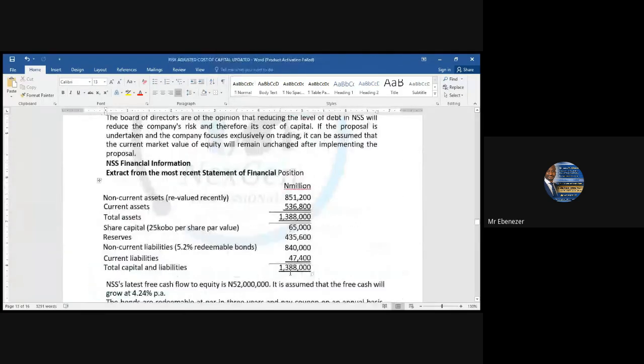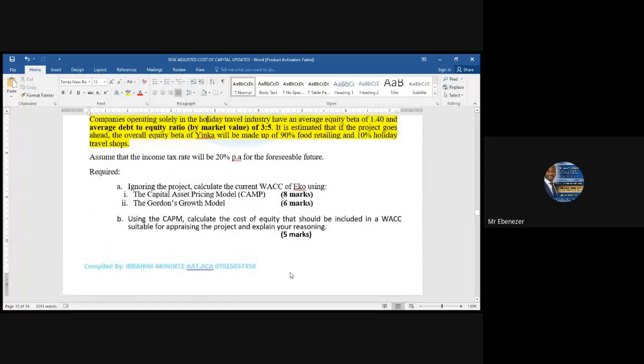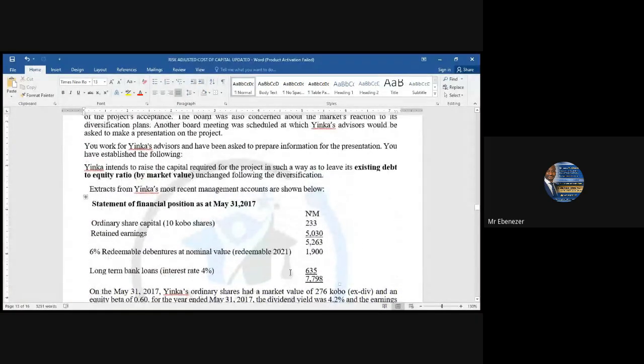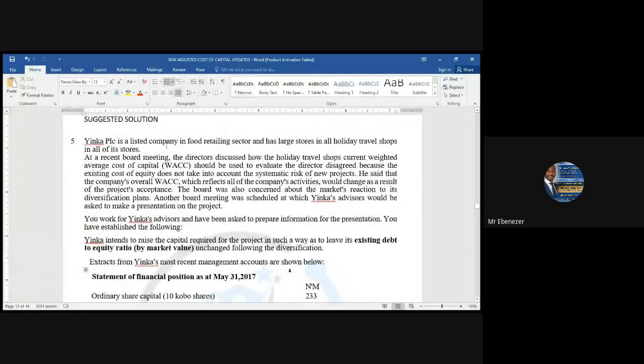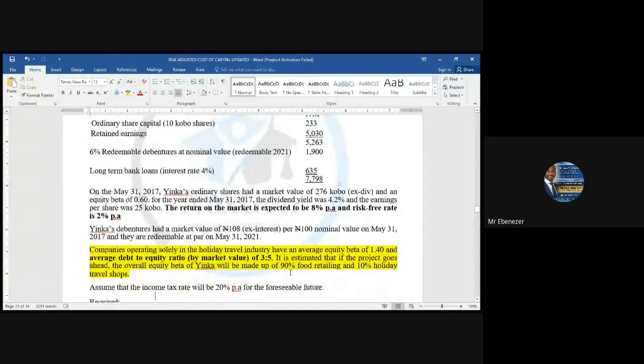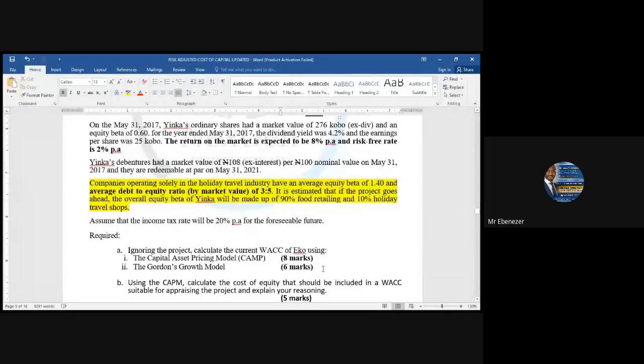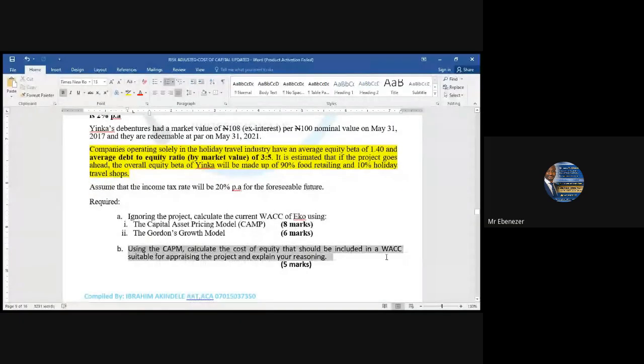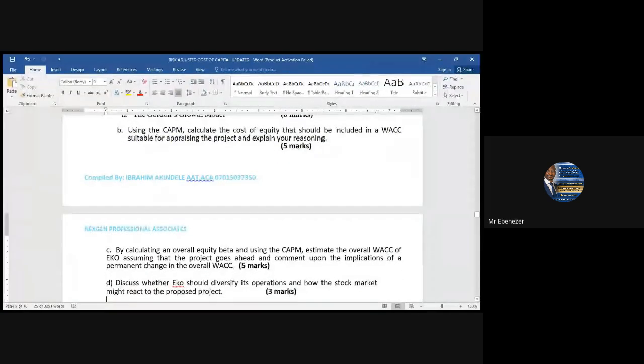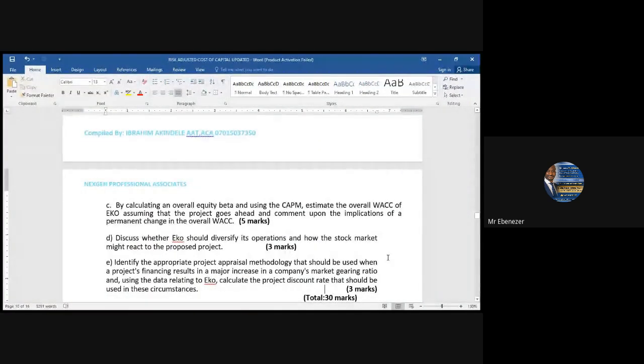Eco PLC. Let's do Eco PLC here. So if you check this question, for those who are just joining us, we've done it before under the normal cost of capital without risk. We did just these two parts, right? You can check, the YouTube is there. So what I will do is to just focus on the B part, then B, C, D, E.